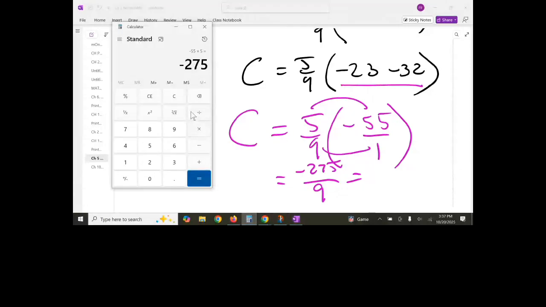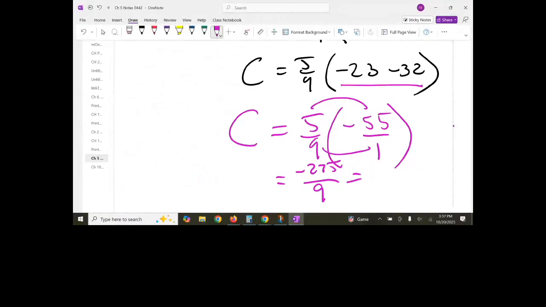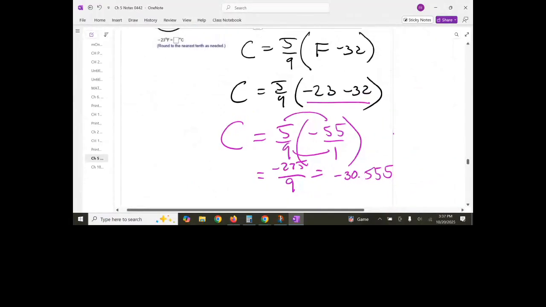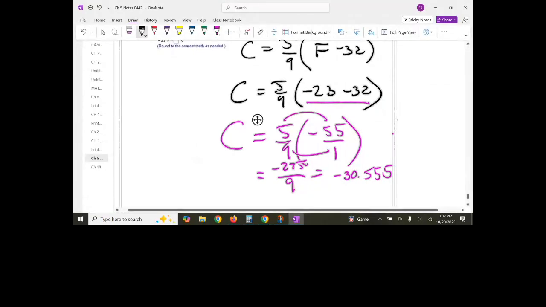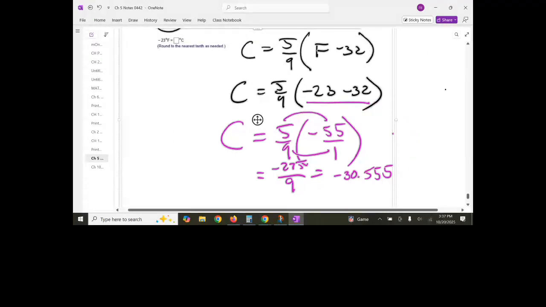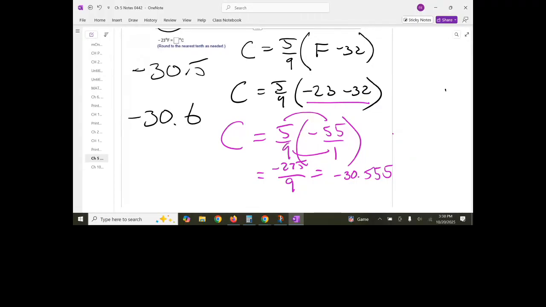So now let's just divide this guy by 9. And I'm coming up with negative 30 point and a whole bunch of 5s. Okay. And let's take a look. Again, y'all, right here, they are asking us to round that to the nearest tenth. So what do you guys think? Negative 30.5 or negative 30.6? Anyone? 0.6, right? Boom. That's the one that we're going with. Okay.